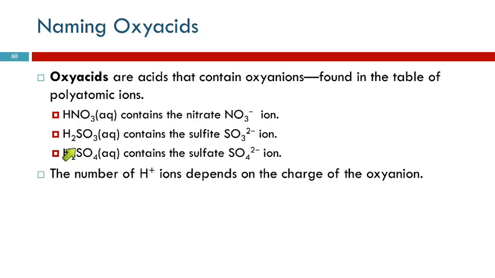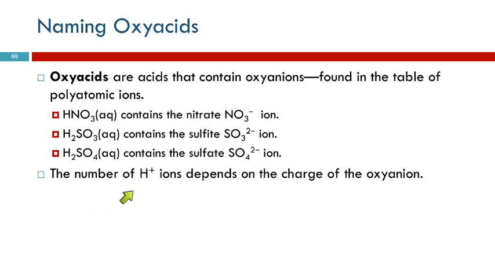H2SO4, cover up the H's. SO4, that's sulfate ion. It has 2 hydrogens because the sulfate ion has a 2- charge. In the formula for a compound, whether it's ionic, molecular, or an acid, we do not write the charges over here. It would get very, very cluttered, and it's not necessary. So we only want to write the things that we need.